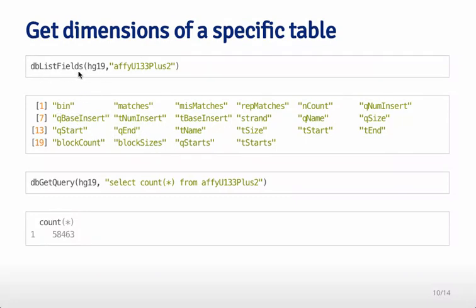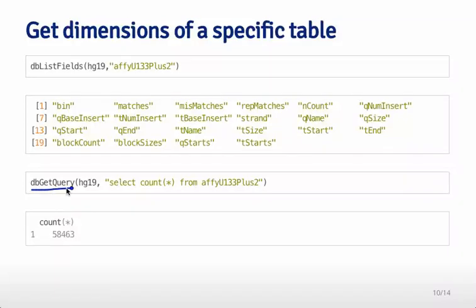And so if we look at the fields here, there are things like bin, matches, mismatches, and so forth. Now suppose we want to find out how many rows there are in this data set. We already know something about the columns, because dbListFields told us all the column names, and there are something like 22 columns in this table. Then what we might want to know is how many rows it has.